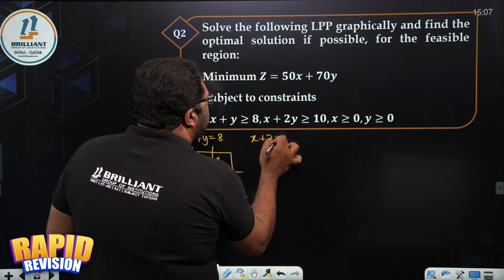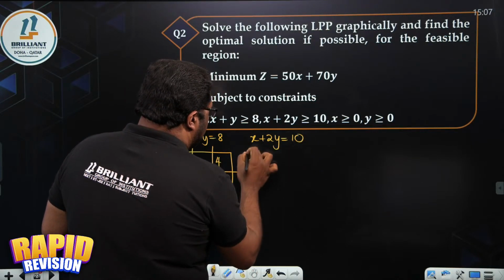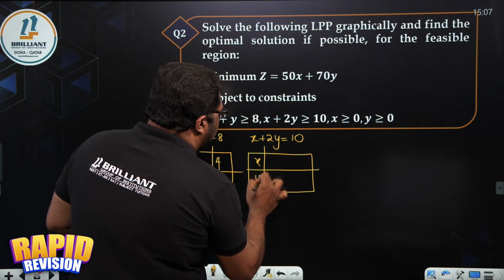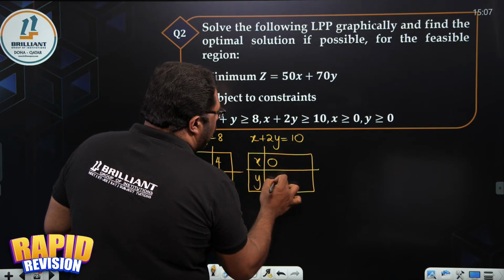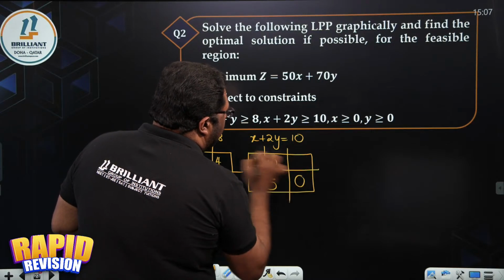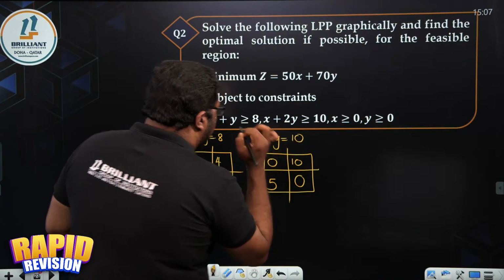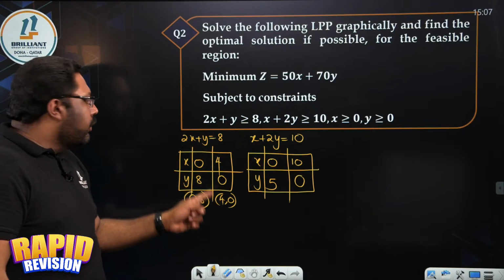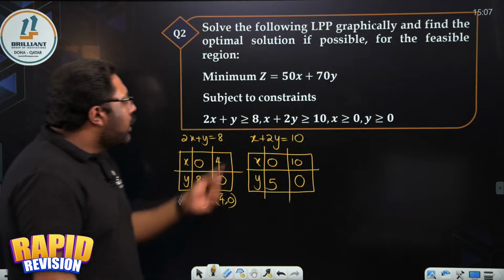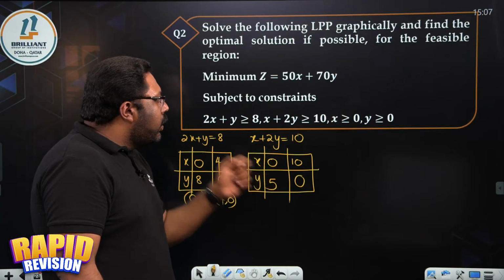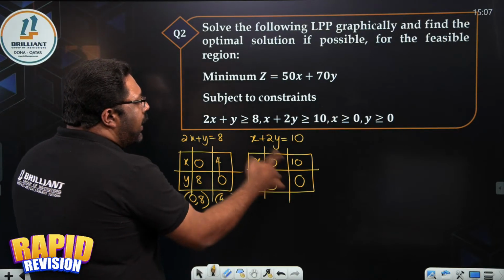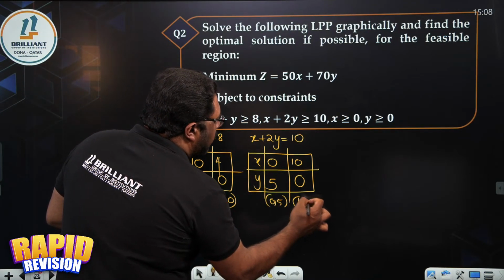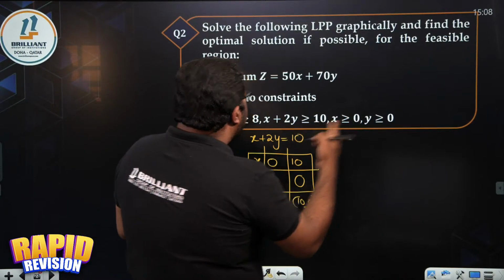Second line, x plus 2y equal to 10. If x equal to 0, y equal to 5. If y is equal to 0, x equal to 10. So for the first equation, x equal to 0, y is 8. If y is equal to 0, x is 4. Second equation, x is 0, y is 5. If y is 0, x is 10. Second set of points is ready. Third equation, oh, there's only 2 equations.